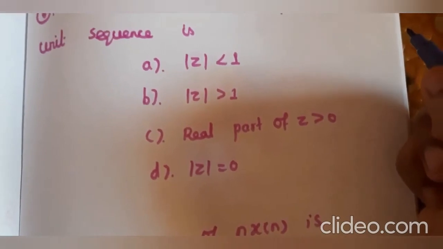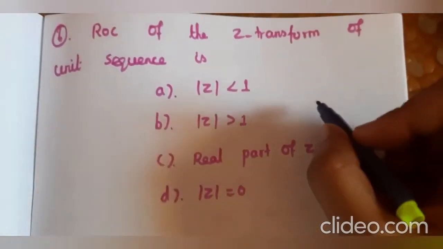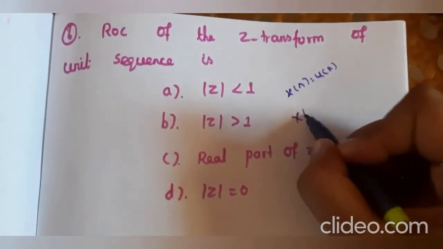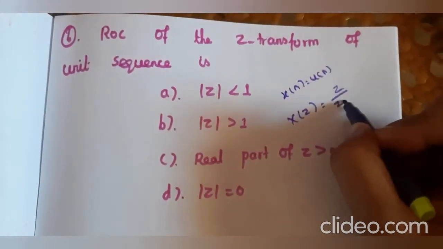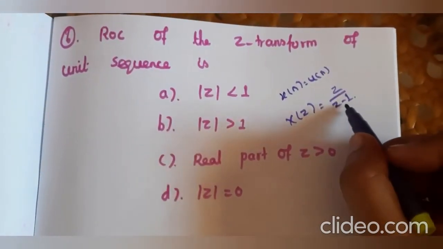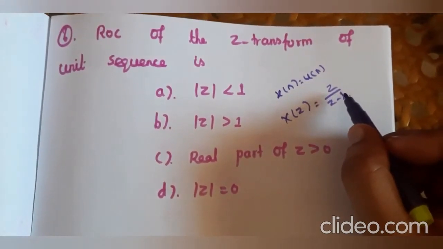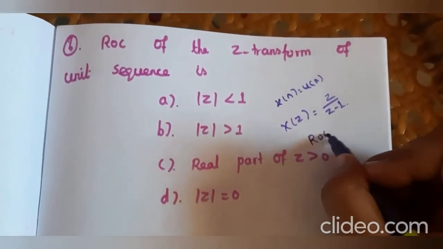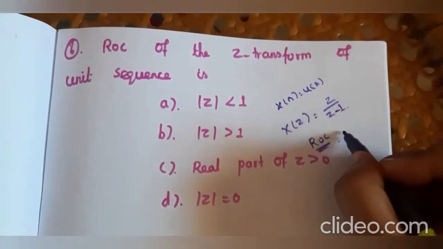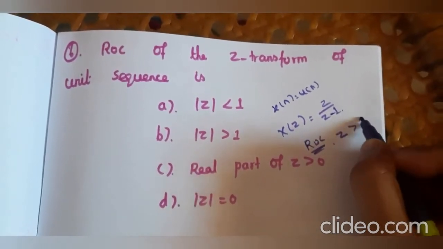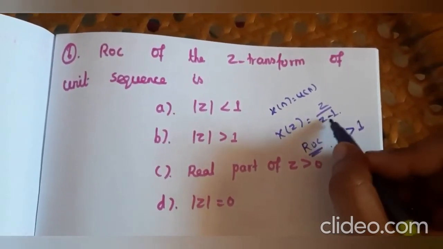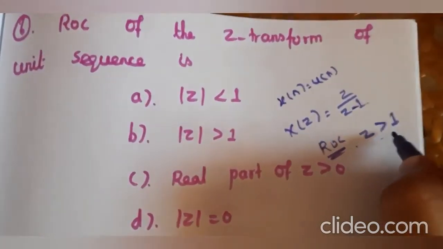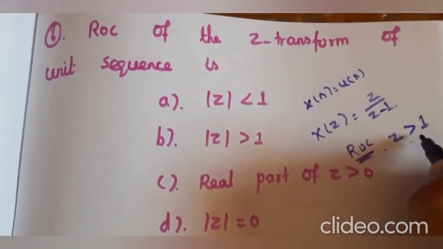Sixth question, ROC of the z transform of unit sequence. If you take x of n equal to u of n, then finding the z transform, we will get z by z minus 1. This is the z transform of u of n. So the region of convergence, that is ROC, is mod z greater than 1. So the ROC of this unit sequence is z greater than 1. So here the answer is B.